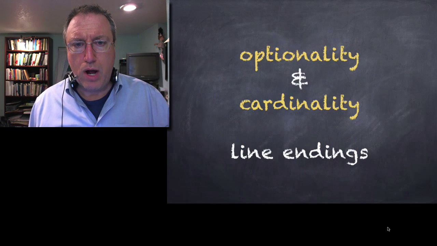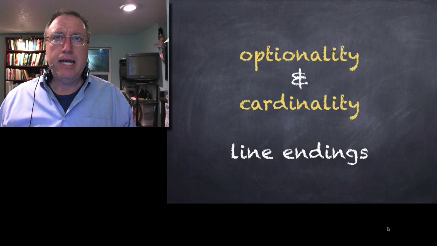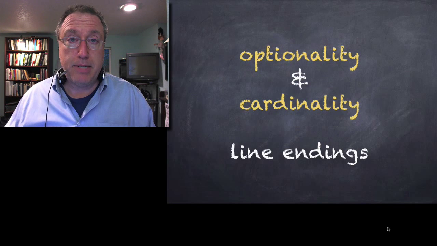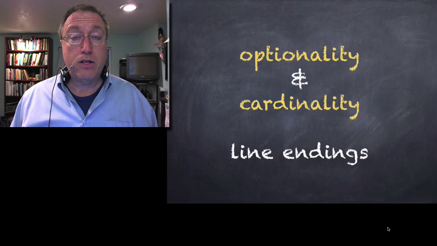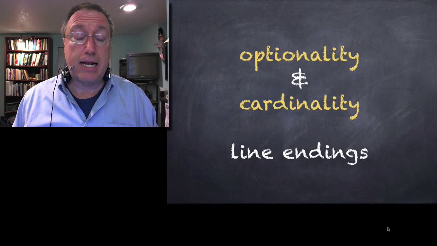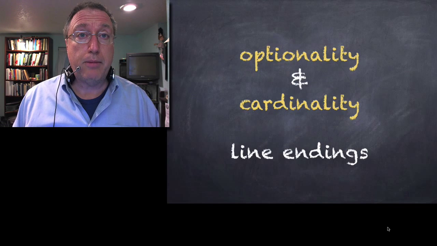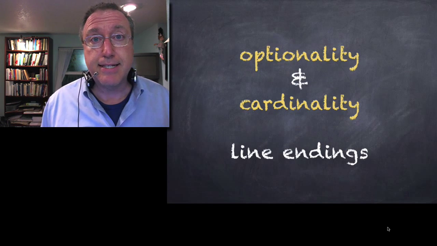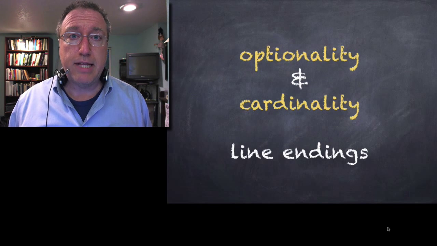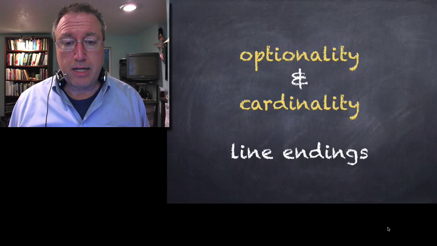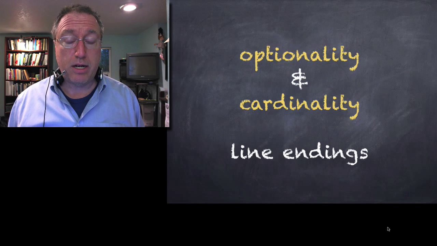The way we show optionality and cardinality in the entity relationship diagram is by using those line endings. There's only a small set of them, and they're easy to memorize, and I'd like you to do that. You'll have to be able to regurgitate these things in the quizzes, and more importantly, when you go in and you look at somebody's entity relationship diagram, you're going to want to instantly recognize what they're talking about.